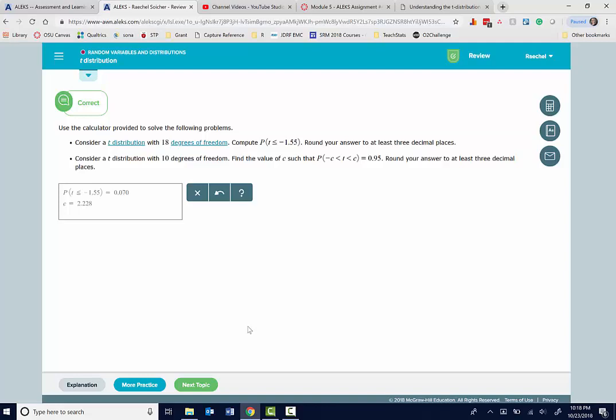But you can see that these problems with the t-distribution are analogous to what you've already done in the standard normal distribution, except that the t-distribution and its shape depends on the sample size and because of that, the degrees of freedom, and so you have to take those into account when you're working on it.